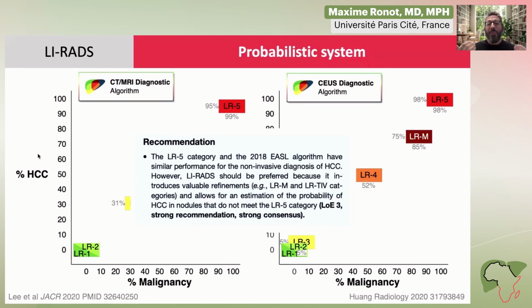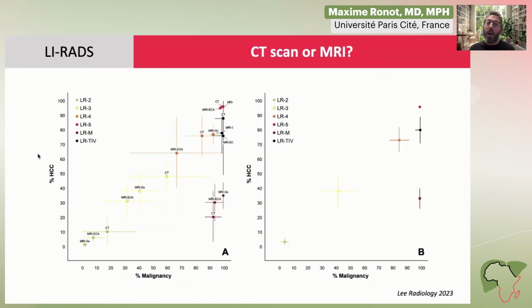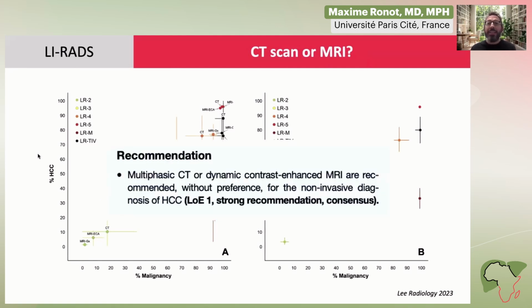Now, from a radiological point of view, should we favor CT or MRI? Well, recent studies show that there is actually no difference, so the recommendation is you can use both CT and MRI. And if you use an MRI, which kind of contrast agent should you inject? Should it be the usual extracellular agents or more recent liver-specific contrast agents?